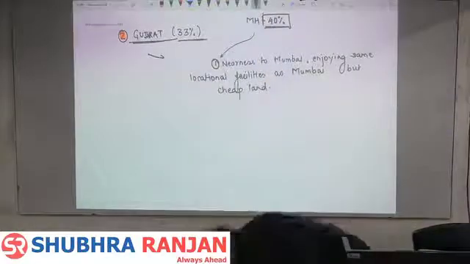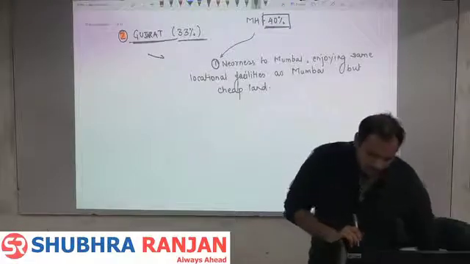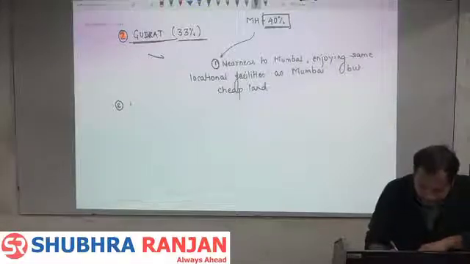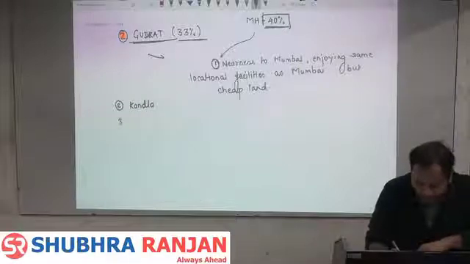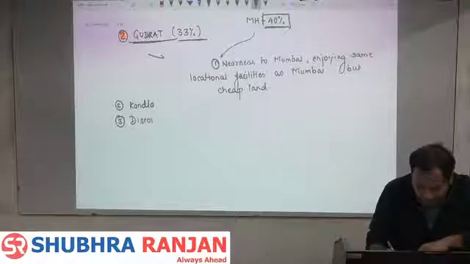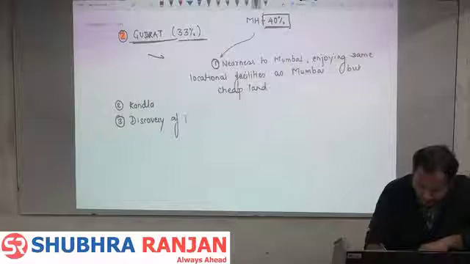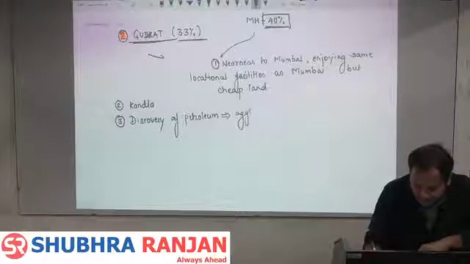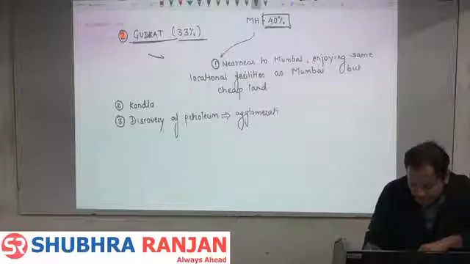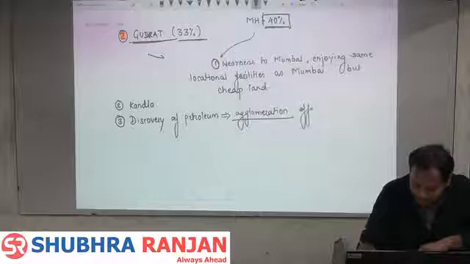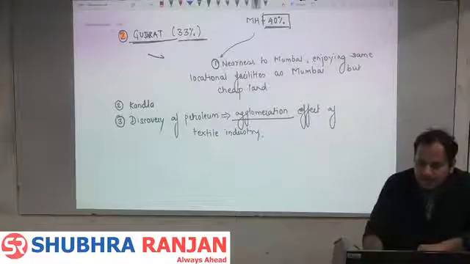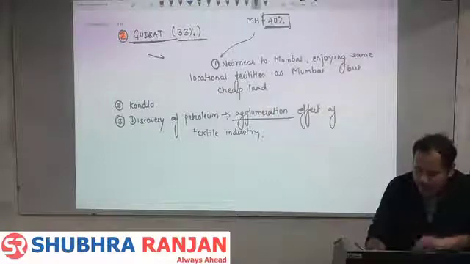Second, development of Kandla port. Third, discovery of petroleum, which has helped in the agglomeration effect of textile industries. Both. Remember, synthetic as well as natural. In natural, cotton comes; in synthetic, rayon and polyester come.